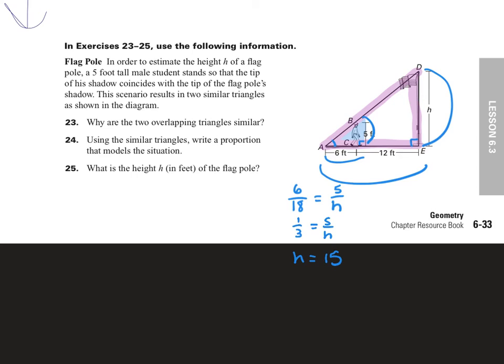So write a proportion that models the situation. What is the height in feet of the flagpole? So yes, you are going to get something in words that you have to set up. I think there's 2 of them actually, and one of them has a picture and one of them does not. So you've got to set it up. You've got to not freak out because it has words in it. Obviously, they're going to be proportional. You just have to figure out to what.